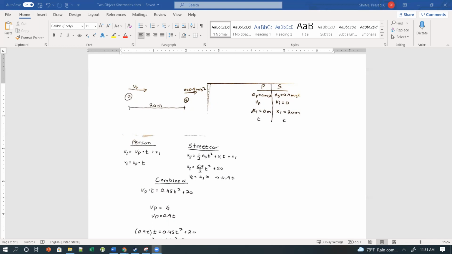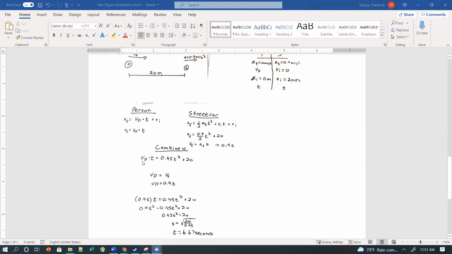So now if we look at these two equations right here, we see that the final displacement is going to be the same. And that makes sense conceptually. If the person and the streetcar catch up to one another, then the final position of where they're at has to be the same. So we can set these two equations equal to one another.